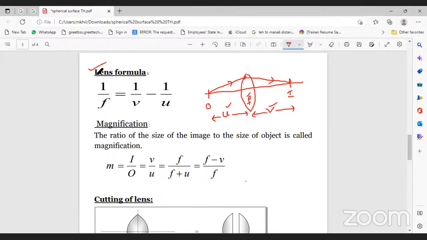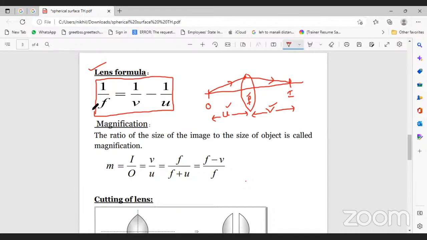So the lens formula is what? 1 by F is equal to 1 by V minus 1 by U. This is the lens formula: 1 by F equals 1 by V minus 1 by U. Students, please be very careful. You have to use the sign convention while using these formulas.